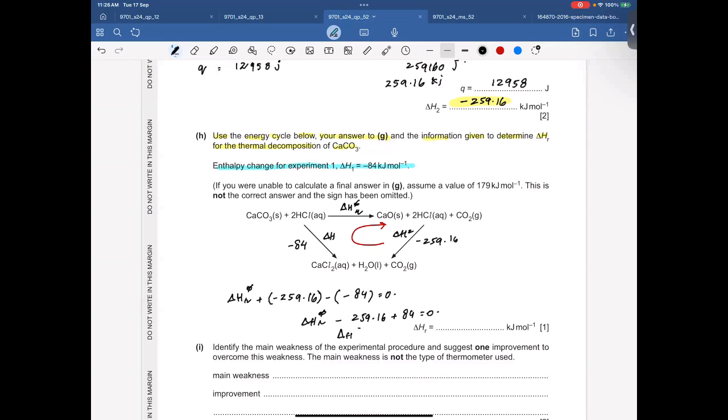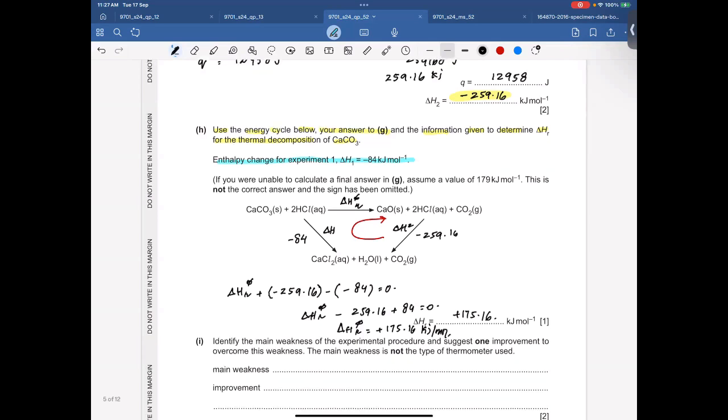Then the standard enthalpy change of reaction, I believe, is going to be how much? Let me calculate. It's basically plus 175.16 kilojoules per mole. That's my answer, plus 175.16. Let me recheck my calculation again. 259.16 minus 84. Yes, 175.16. When it turns, it's minus, and then the right-hand side is positive. Okay. Part I.